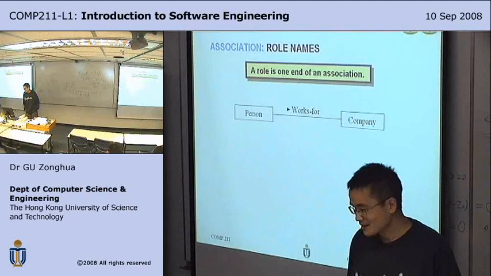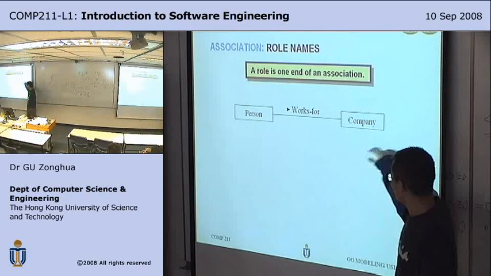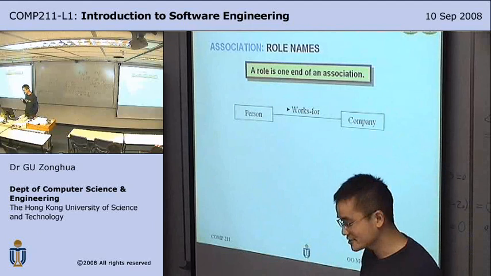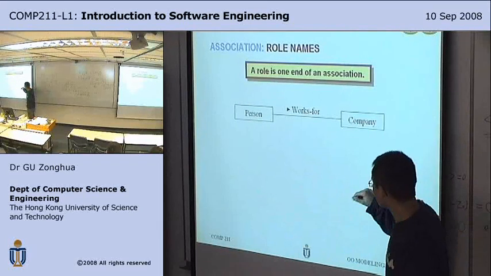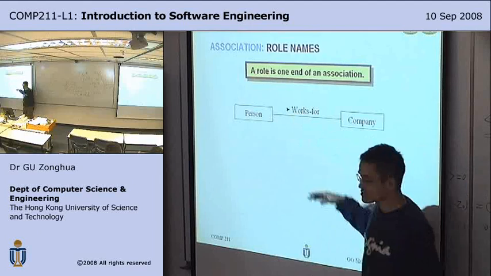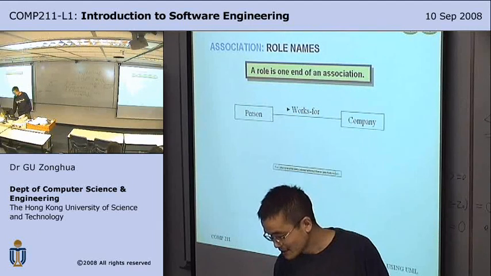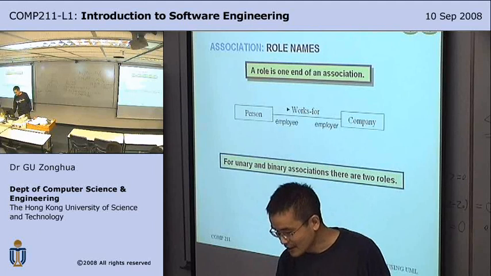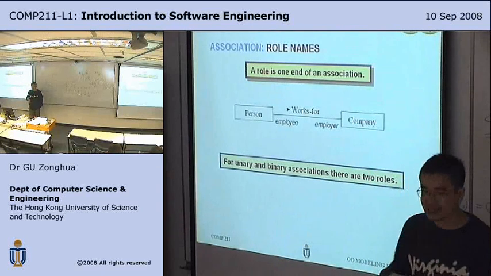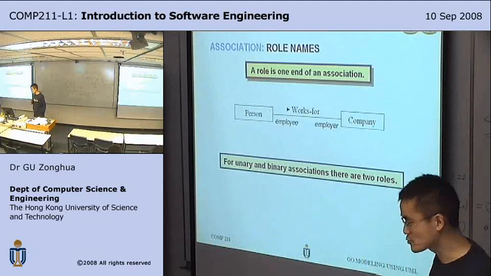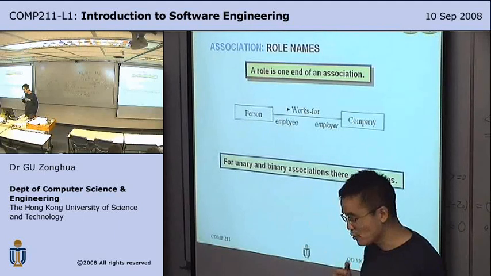So yeah, so association. Person and company, these are two classes associated with a works for association. So this arrow here means the direction. So a person works for a company, not the other way around. You have role names to indicate which role each class plays in the association. So a person plays the role of employee, while a company plays the role of employer.